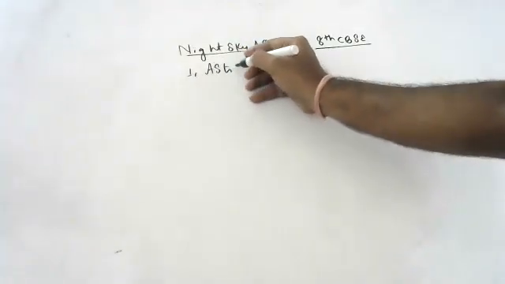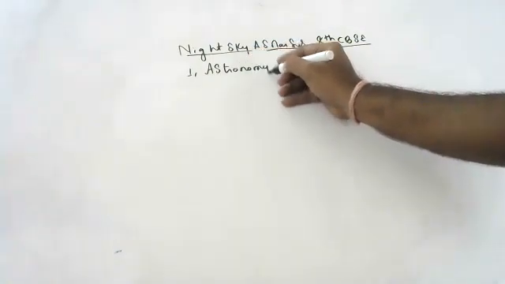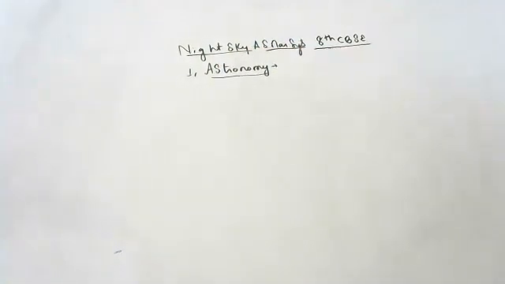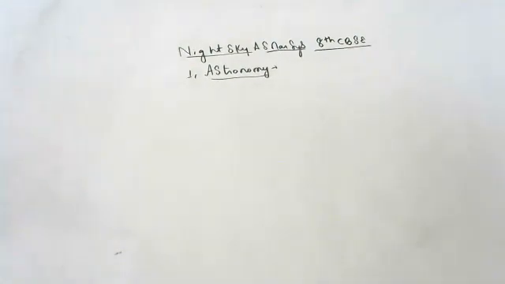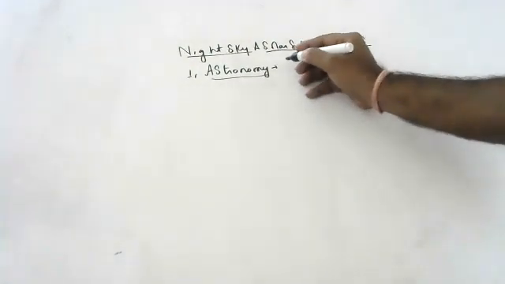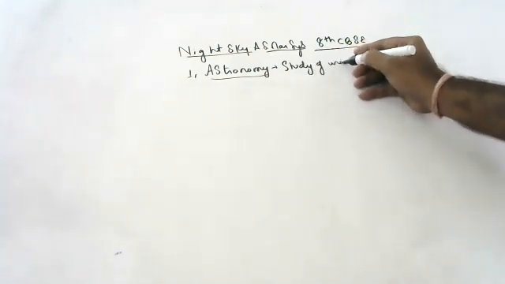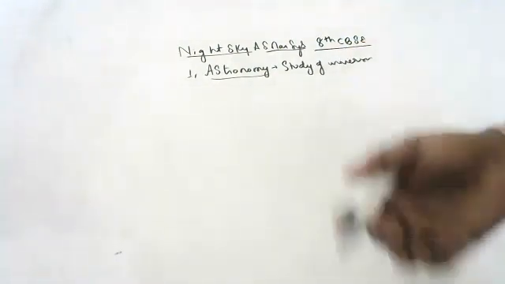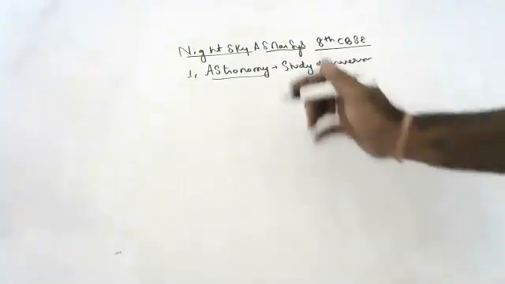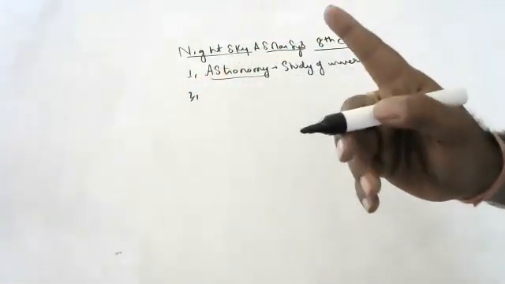First, what is meant by astronomy? What is meant by astronomy, Pravalika? Do you have any idea? Okay, astronomy is the study of universe, stars, planets, galaxies, everything. Astronomy is the study of universe.